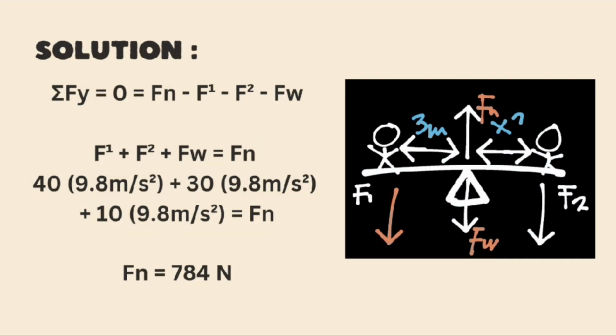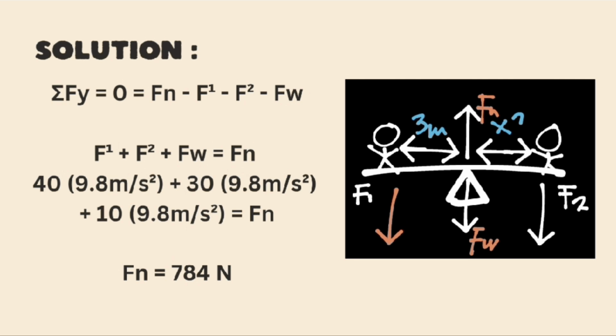And now let's start calculating for the normal force. The sum of all forces in the y direction must be equal to 0, and the normal force is an upward force, while the other three are downward forces, which are F1, F2, and the weight force of the bar. That's why we put a negative sign on them, and now we move them to the other side of the equation, and it will become F1 plus F2 plus the weight force of the bar is equal to the normal force exerted by the pivot point.